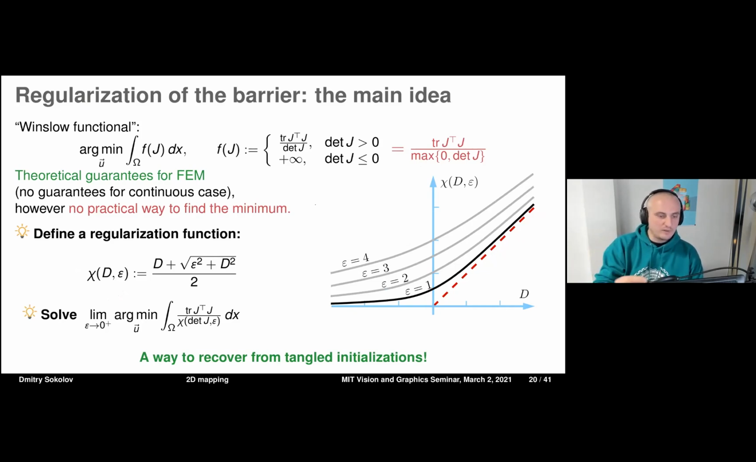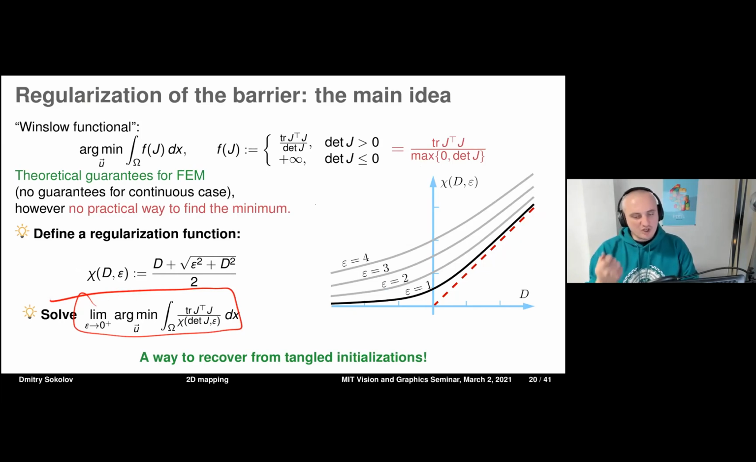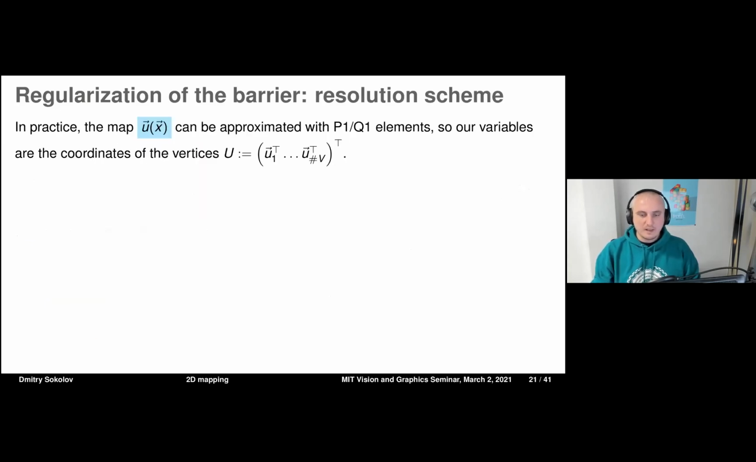We are looking for the following limit, and this formulation already suggests an algorithm. So the idea is to build a decreasing sequence of epsilon values, and for each epsilon value, solve an optimization problem regularized by this epsilon. This simple idea gives us a way to recover from tangled initializations. Well, let us see the actual algorithm.